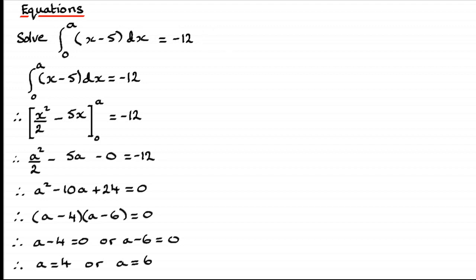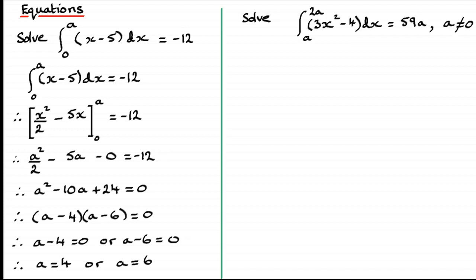Now, I hope you're ready for this one, because I've got another question for you to do, and here it is. You've got to solve this definite integral equation. It's the integral of 3x squared minus 4 with respect to x, going from x equals a to x equals 2a. And this definite integral equals 59a. a doesn't equal 0, by the way. So just give me the value or values of a, whatever you come up with. And I'll just wait here and see who's the first to give us that answer.